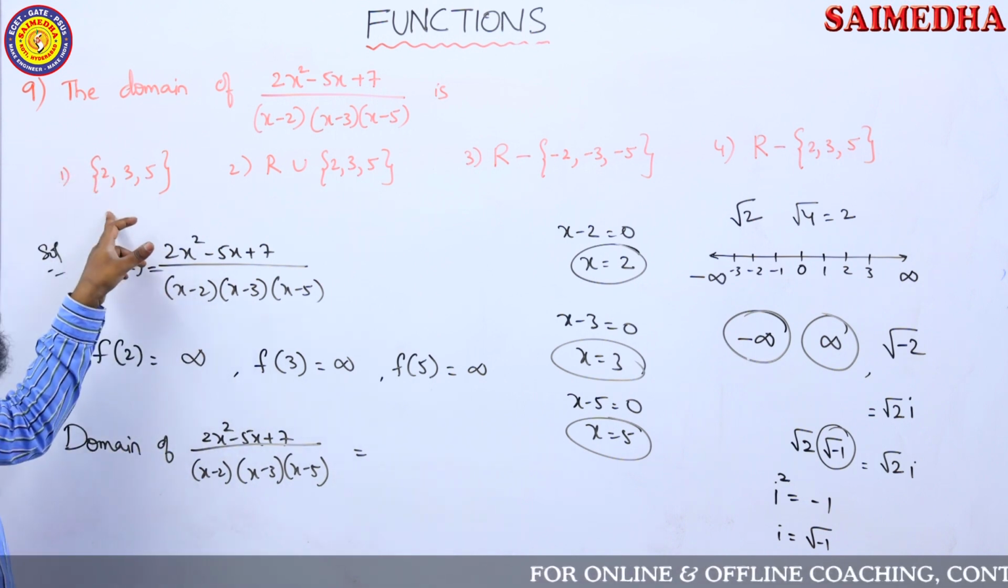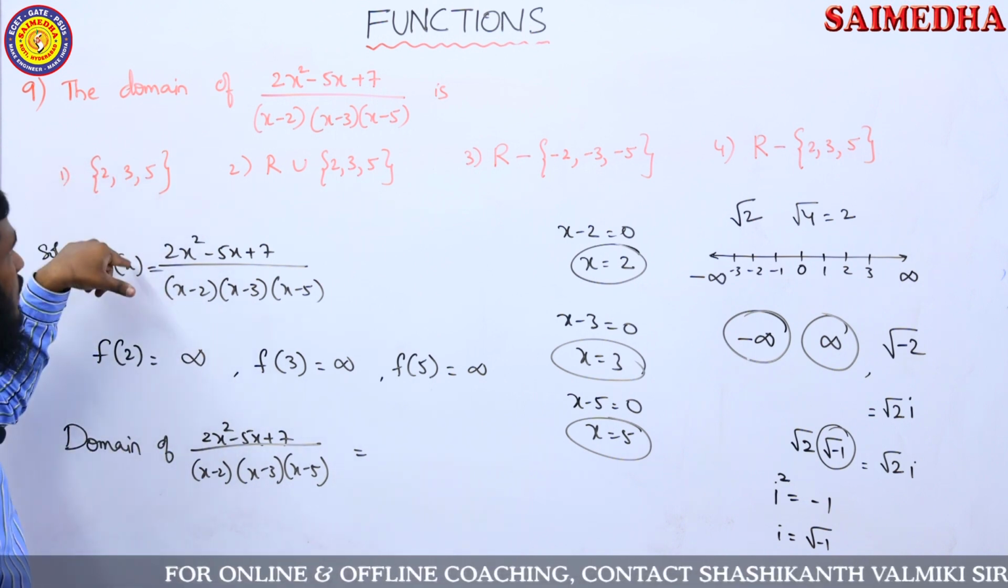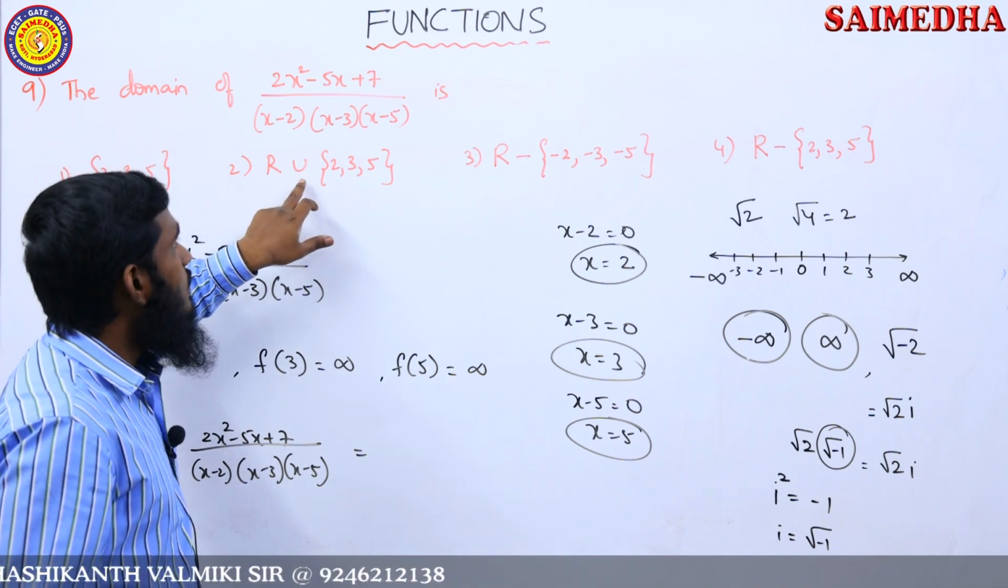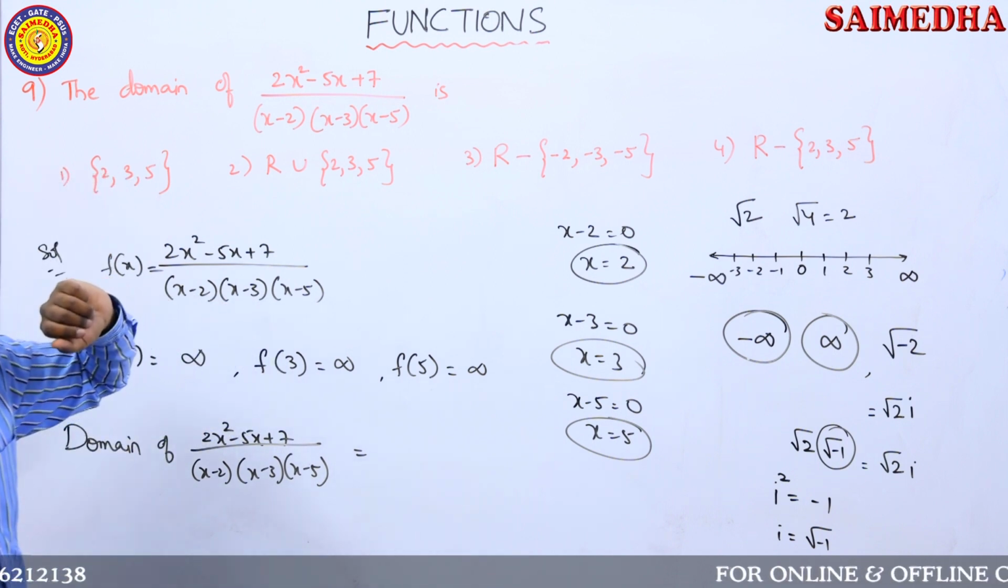But what is option 1 given over here? Option 1 is x equal to 2, 3, 5. So this option 1 will be wrong. Now next, R union 2, 3, 5 is given. Again this option is also wrong.